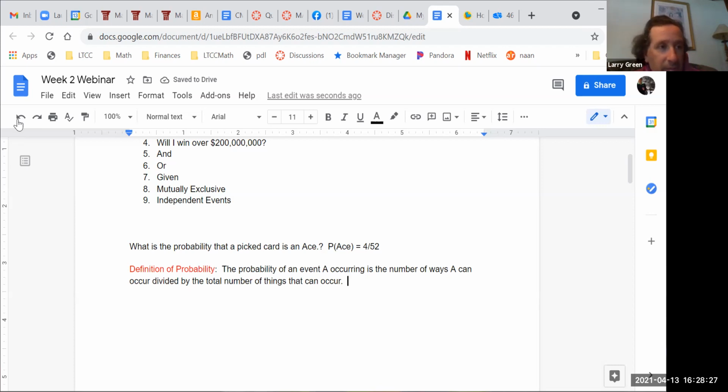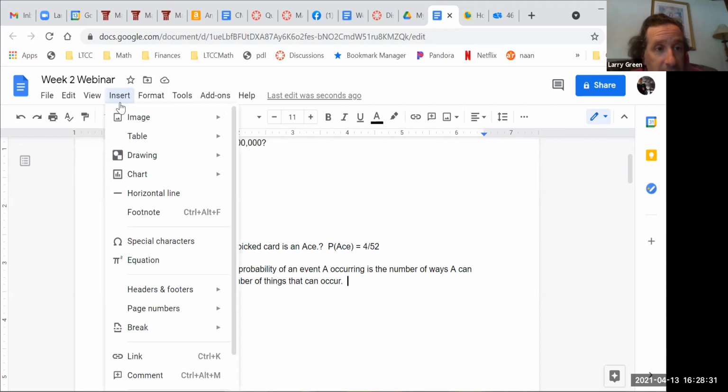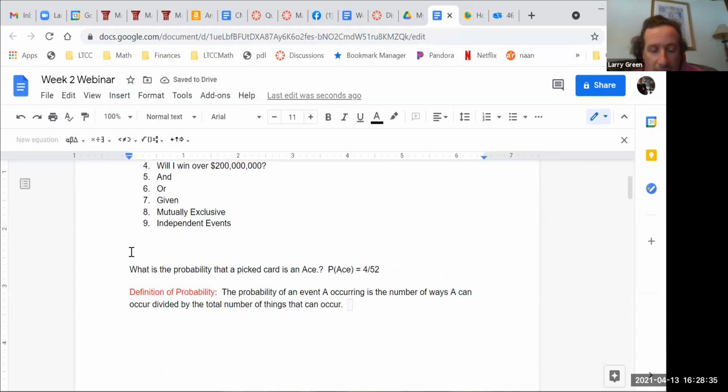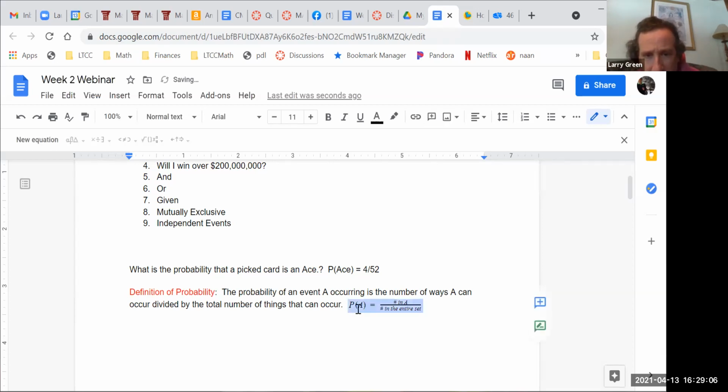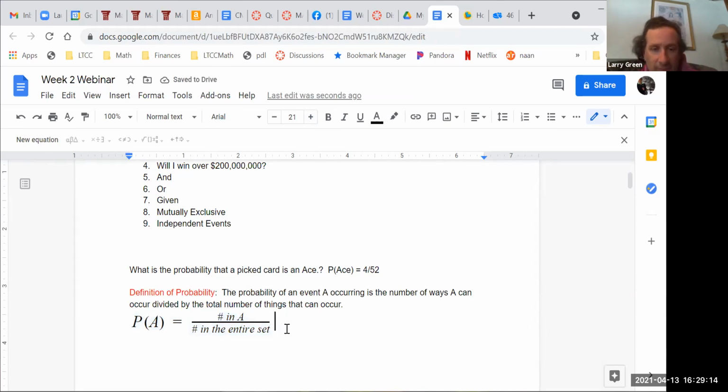Or in symbols, the probability of any event A is equal to the fraction. It's always going to be a fraction. And that is going to be the number in A, and I know it's small, I'll make it bigger in a moment, divided by the total number in the entire set. And that's the probability. Looks easy, doesn't it? I gave you an example. Most of you got it. No problem, right?